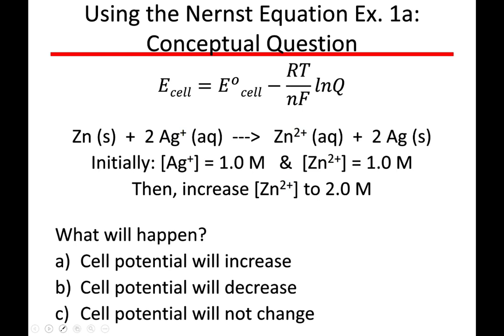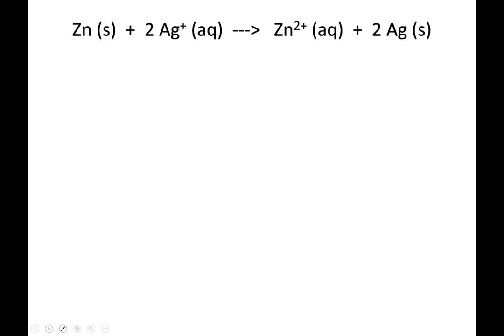Having given you some time to think this over, let's talk about the answer and talk about a couple different ways that you can approach this problem to get the answer. One way that you can do this is by using Le Chatelier's principle. So we have the reaction written out here, and in this problem we were told that we increase the concentration of zinc 2 plus. And then Le Chatelier's principle says that if you increase the amount of a product, then that will cause the reaction to shift to the left.